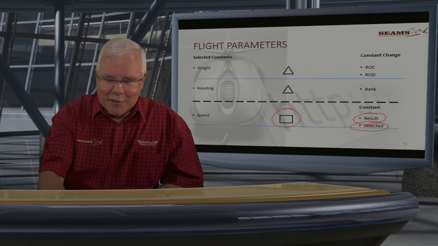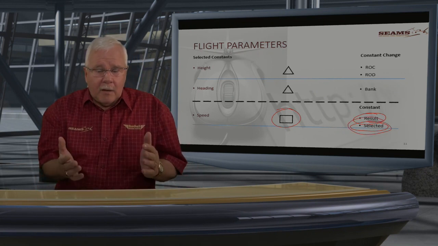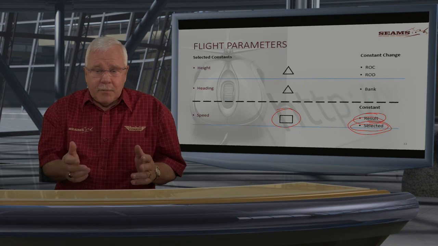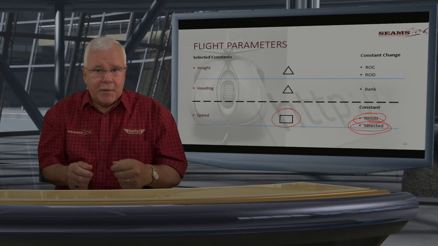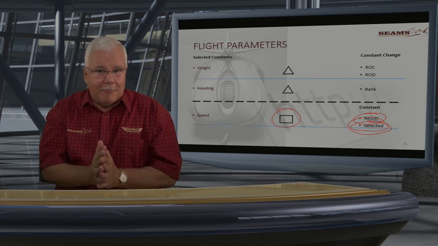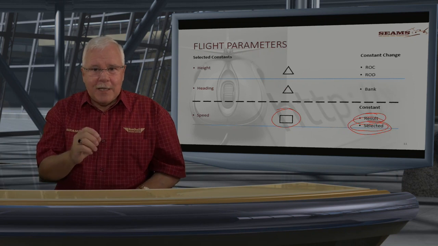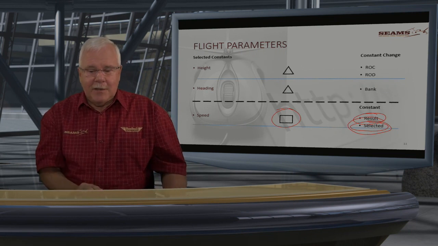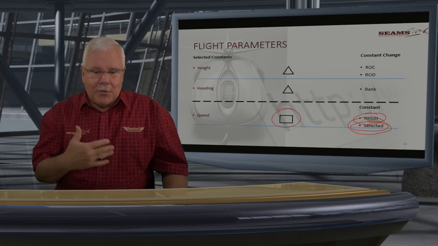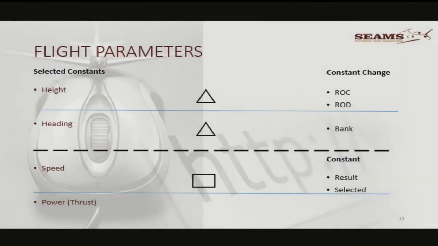All right. When speed is selected, when do we select a speed? Well, when we join a circuit. We will say, all right, the downwind speed is this, the base leg speed is that, the final approach speed is that. So those are speeds that you are selecting, and you then change the power and everything to get the selected speed. All right. So there are no continual changes, so to speak.